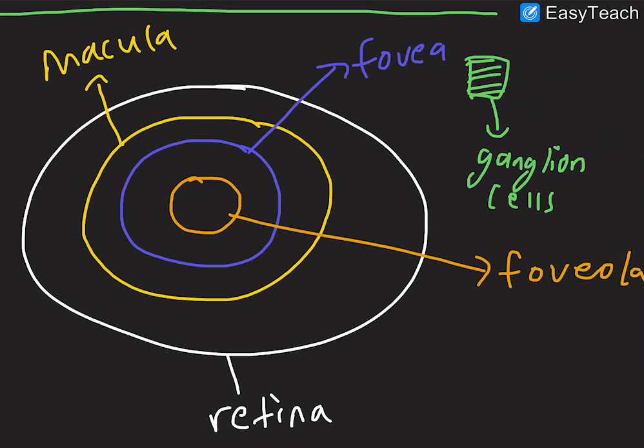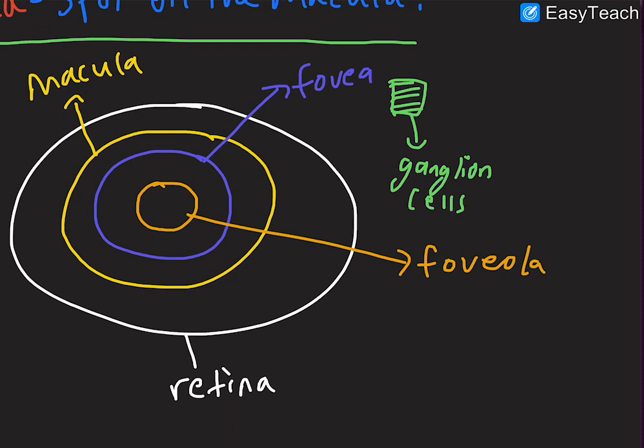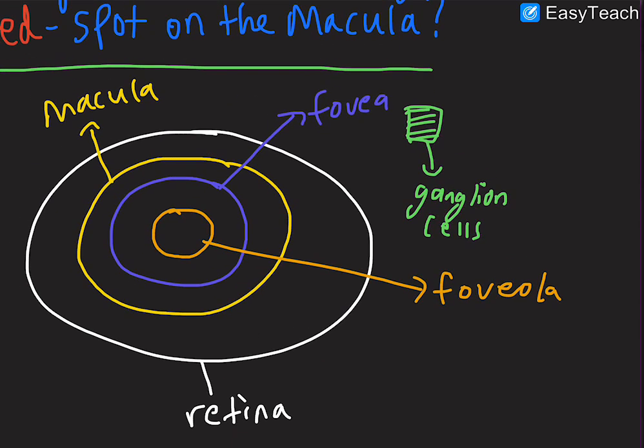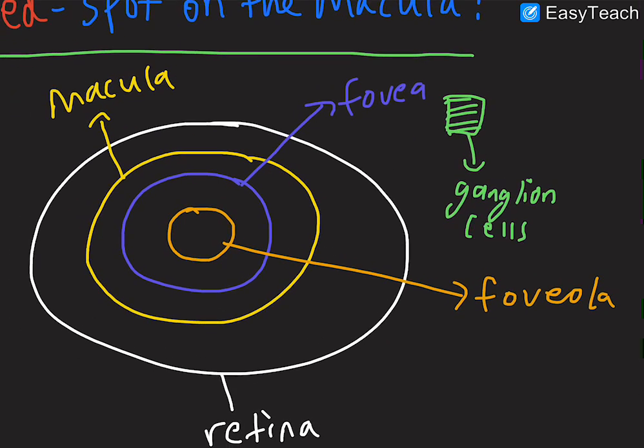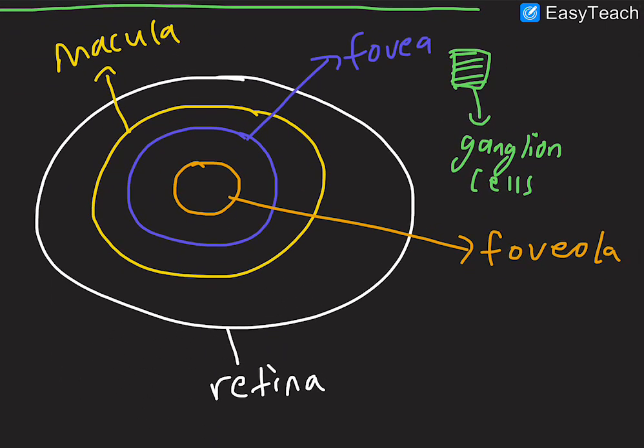So the retina is right here in white. Then the macula is the center of the retina. The macula contains the fovea, and the fovea has a high density of cones, which is responsible for color vision. We know the macula and fovea are really important for high acuity vision, and that's why the fovea has the highest density of cones. And then inside the fovea, we have the foveola. Now, let's dive into the reason why we see a cherry red spot on the macula. So here's why.